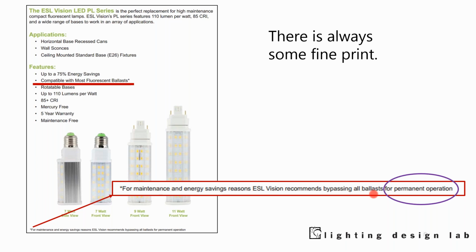Well, how many times have you done a retrofit on a building that was temporary? So usually it's permanent. And so even though they say it's compatible, they recommend you actually bypass the ballast. And that's a lot of work in a little recessed can to save 12 watts or something.